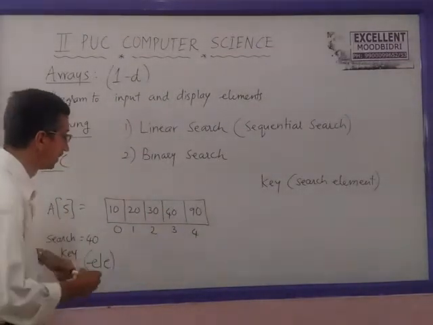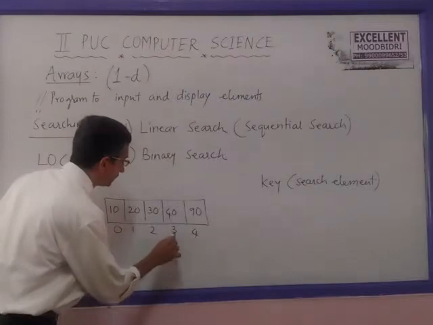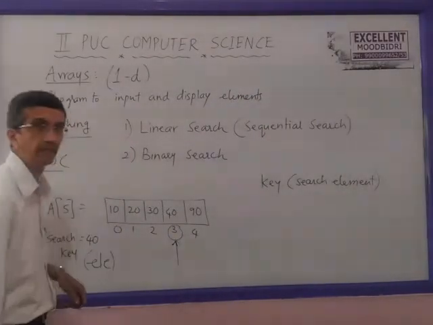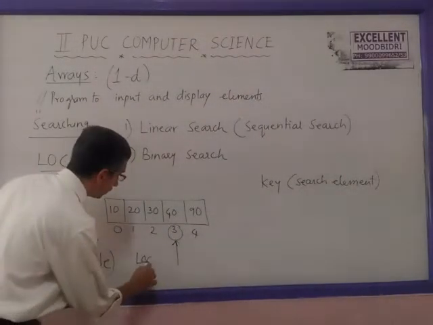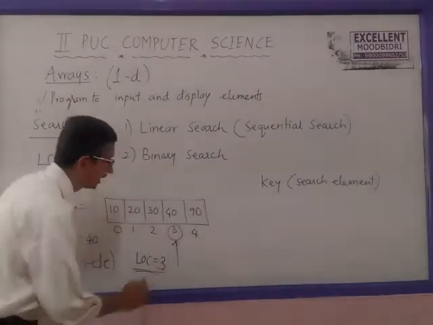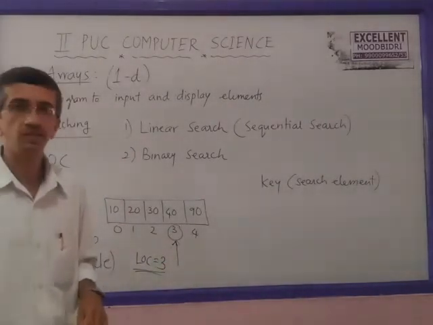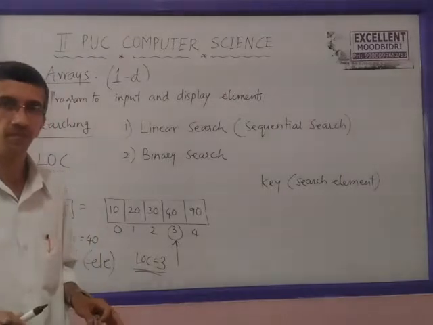Note down this index. We want this index, right? 3. Note down index. So let this location now be equal to 3. And further we don't search. Search process stops here. Okay?